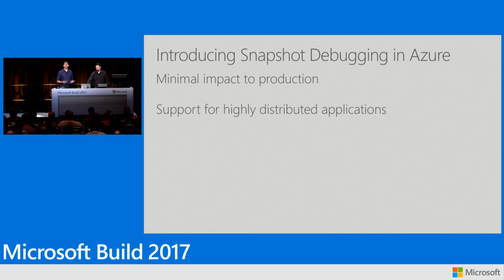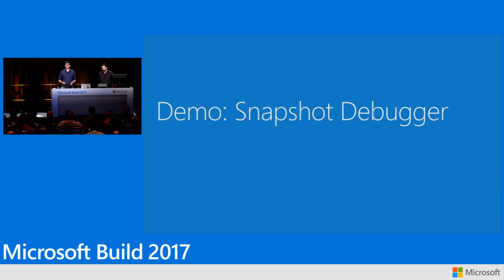Second, we wanted to support highly distributed applications. So no matter if you were running in app services or hundreds of VMs or in Service Fabric, we would like to support your application. And finally, we want the Snapshot Debugger to be secure. So for the rest of my demo, you can assume that I have access to the Snapshot Debugger because I've worked with my organization to set up role-based access to this debugger and to this data. So I'm going to jump into the demo of the Snapshot Debugger. Can you switch?